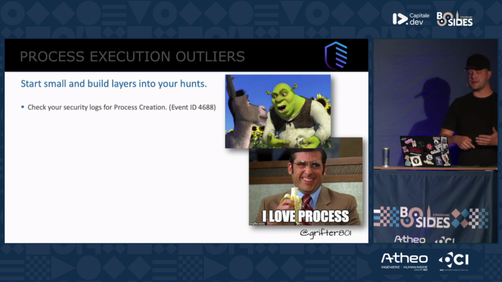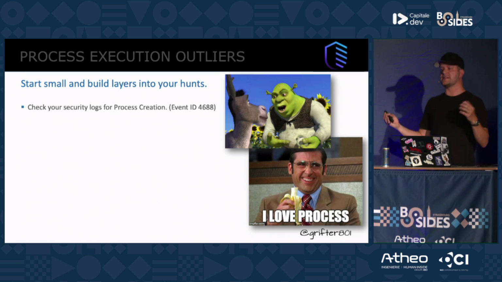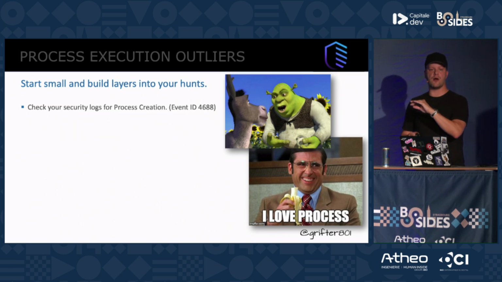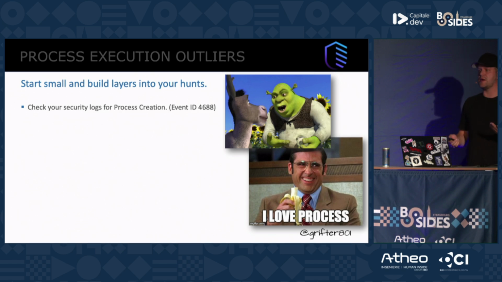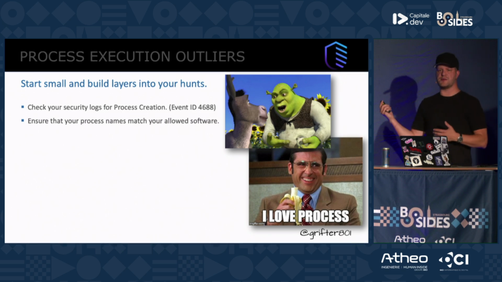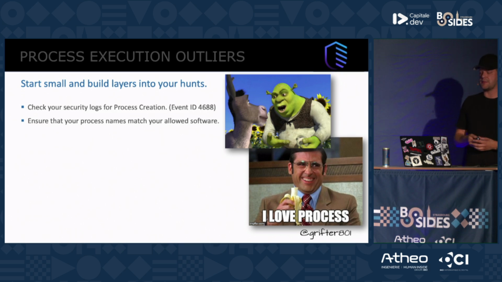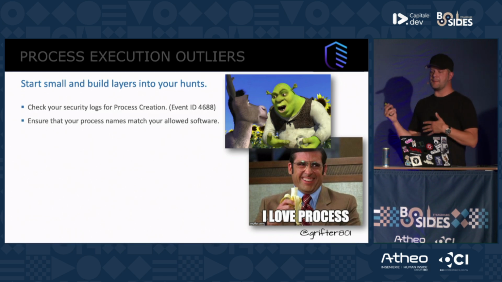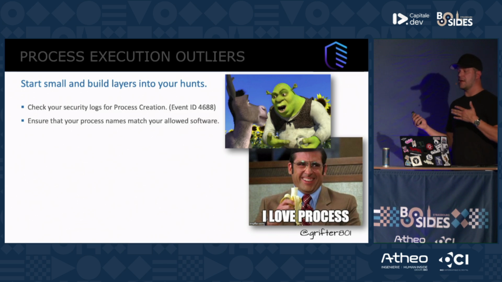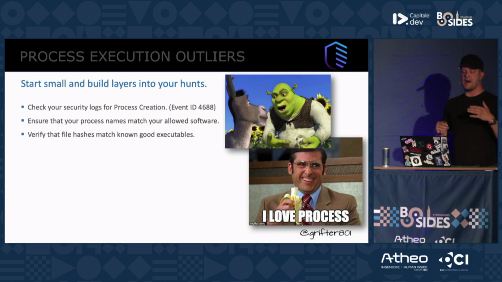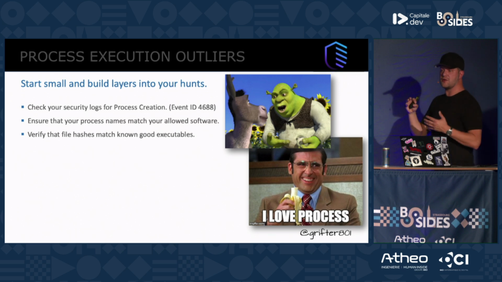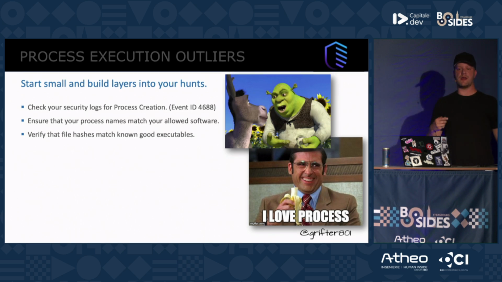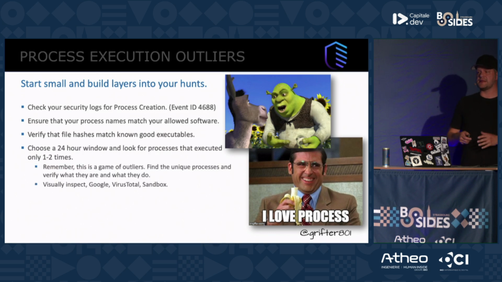On its own, process execution means nothing. Process creation means nothing. But when you look across your entire organization and you see that only a couple of people are running a certain process, just go investigate, see what it is and why. And then if it's fine, add it to an allow list. And if not, now you've got something interesting to look for. Make sure that processes match the names of your allowed software, right? Verify that those file hashes are known good executables for the software that you are using, right? So if you have the ability to do this, this is great. It's a bit much, but it helps.